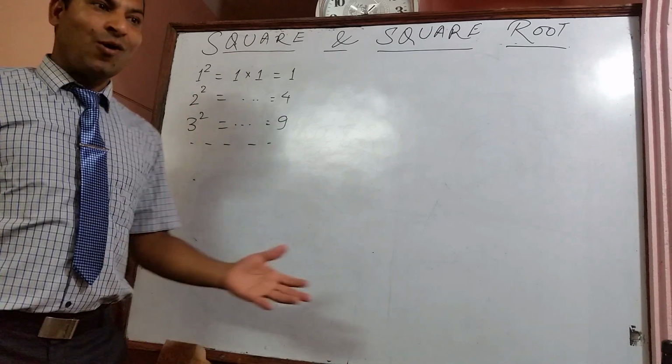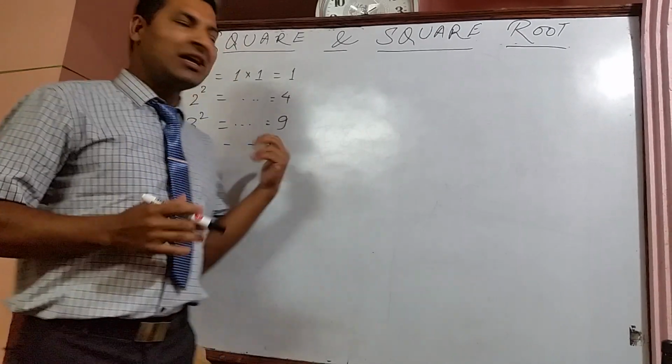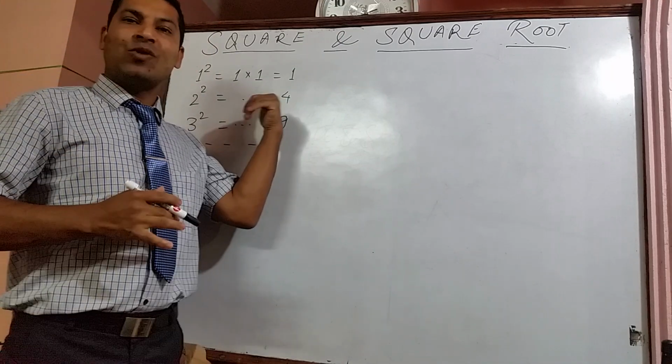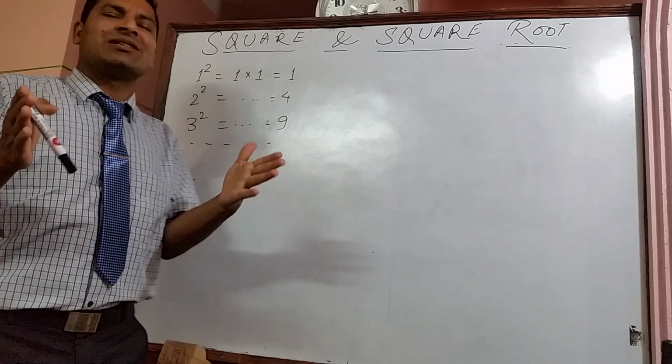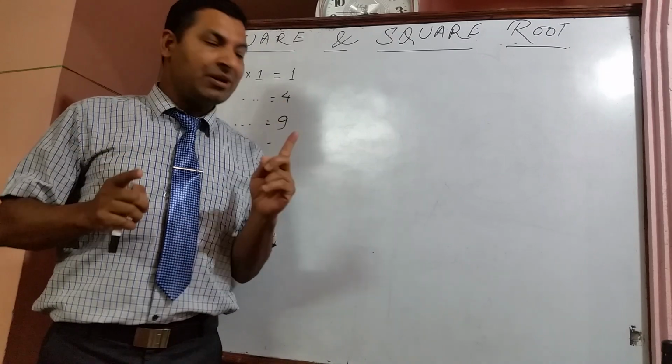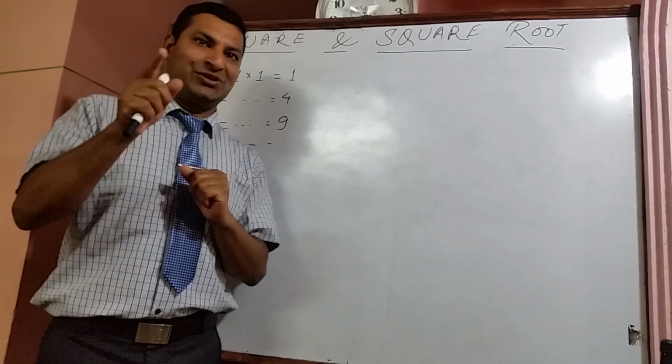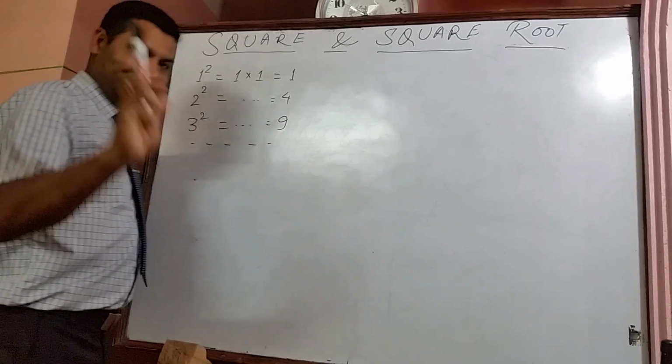I hope all of you are clear about how to find the square of a given number just by multiplying the given number by itself. You know it. All right.